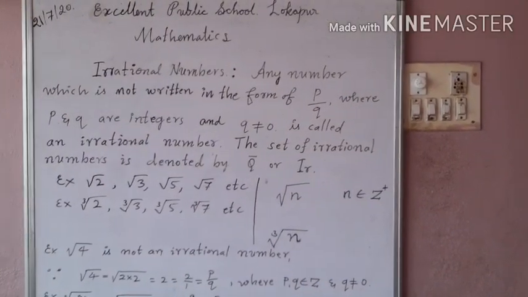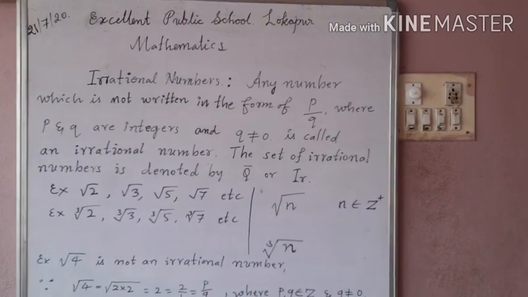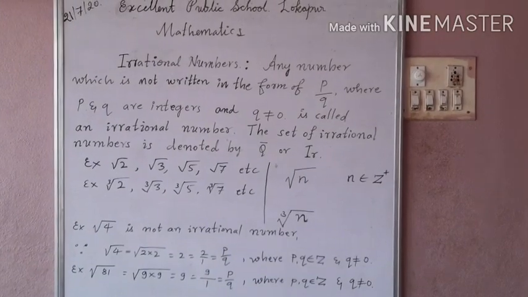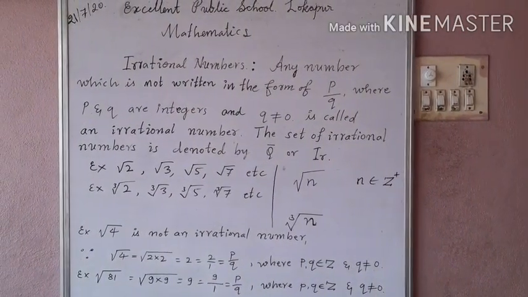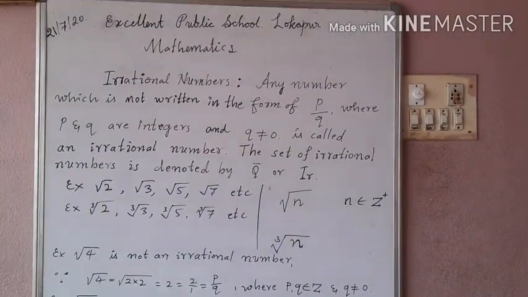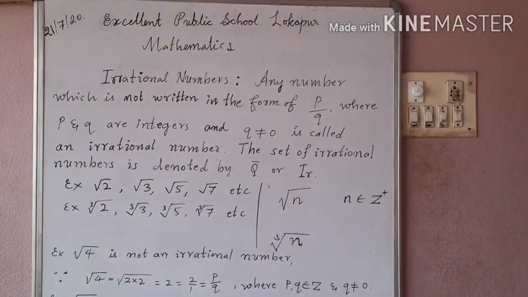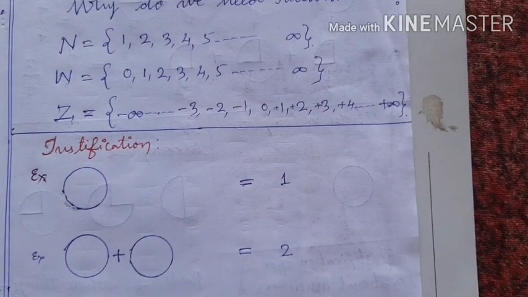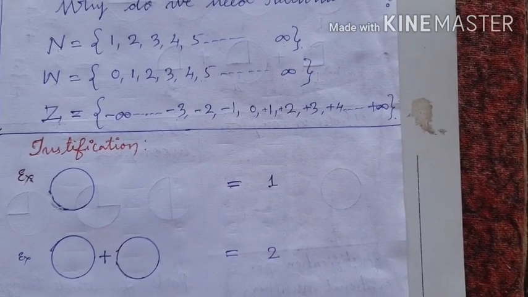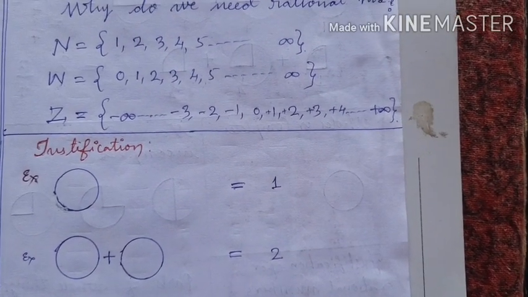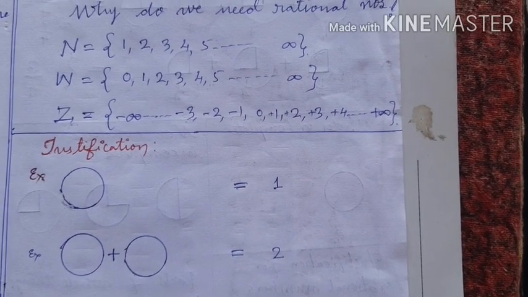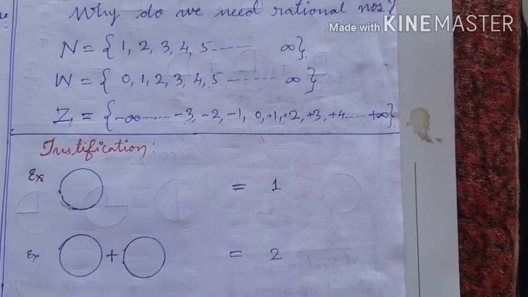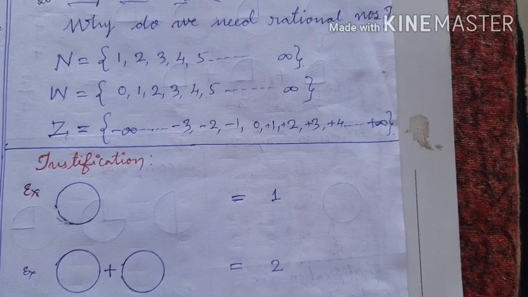So children, hope you all have learnt about the irrational numbers, the definition, examples, and the conditions for the given numbers to call it an irrational number. Now we will see about the real numbers. After learning about the irrational numbers, let us learn about the real numbers. See children, the rational numbers and irrational numbers, all together they are called real numbers.